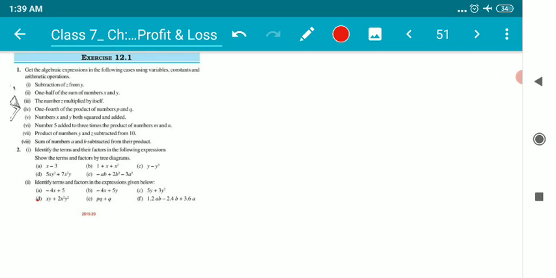Children, we have been dealing with chapter 12, that's about algebraic expression. As of now, we have completed many chapters. Data handling was one of them, the last chapter we have done. So we have practiced from R.S. Agarwal as well as from NCERT.